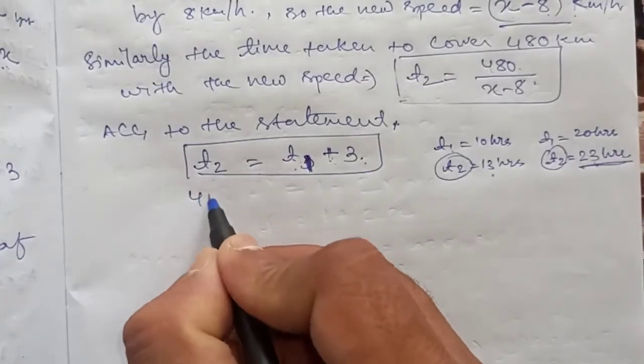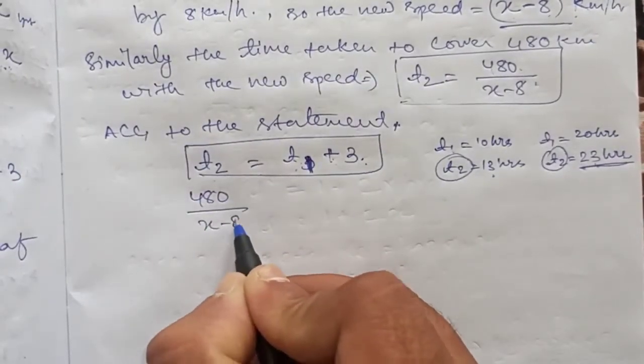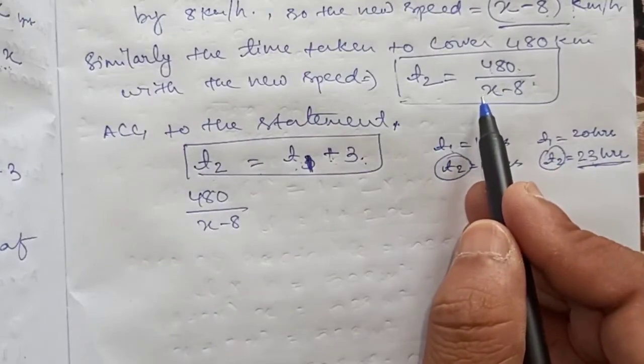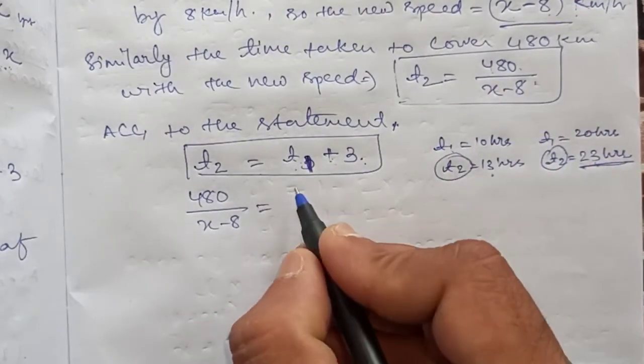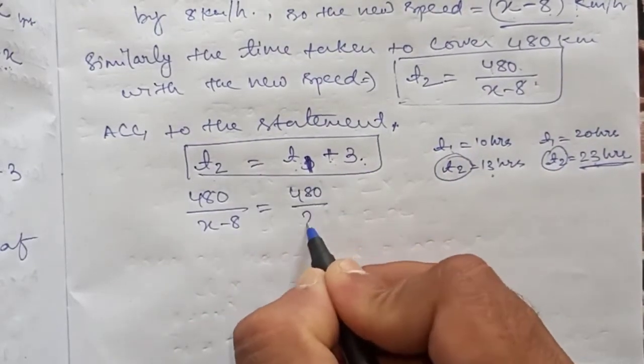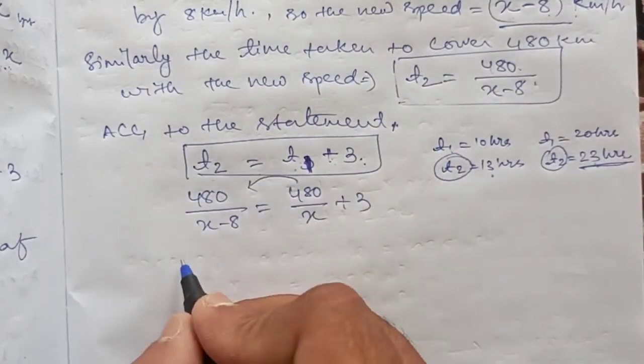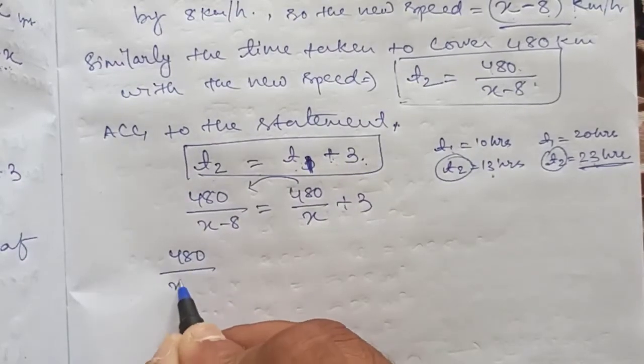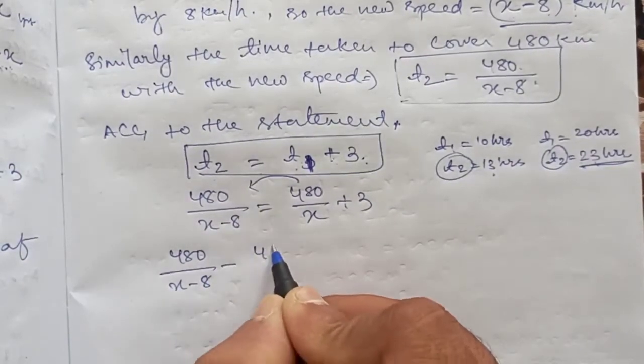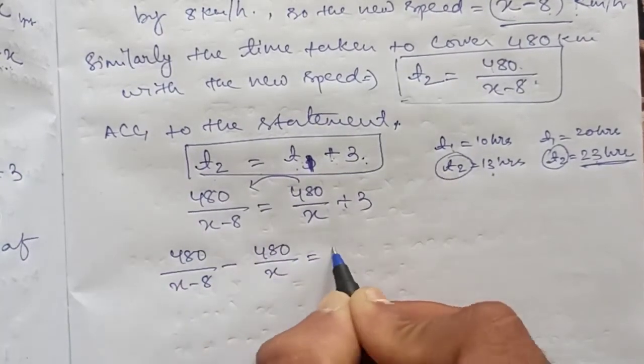Okay, so what is T2? We got T2 is 480 by x minus 8. T2 is 480 by x minus 8 equals T1. How much did we get? 480 by x plus 3. Okay, now bring this term to this side: 480 by x minus 8 minus 480 by x equals 3.